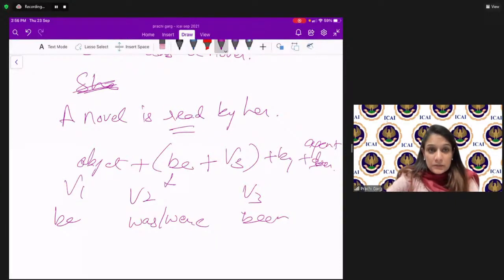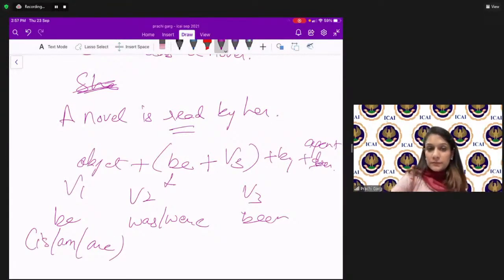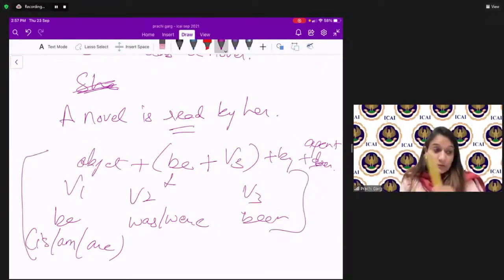What is be? You can use be as is, am, are for the present tense. For the past tense, you use was, were, and for the third form, you use been. I am telling you this because this is how I will be explaining these structures in the table ahead.